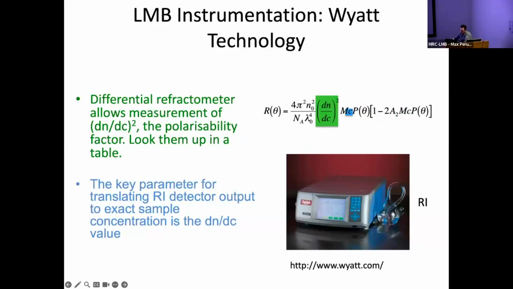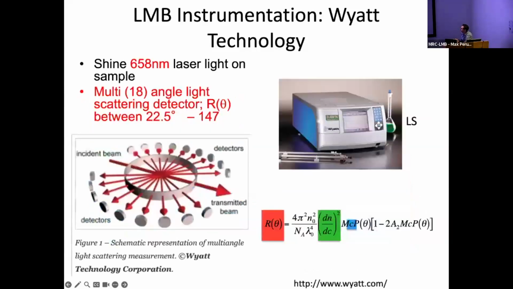And this is where the multi-angle light scattering comes in. This is the second machine, the light scattering machine called the DAWN HELEOS, and these are all made by Wyatt. This machine shines a 658 nanometer laser into the sample as it goes through, and we measure 18 angles. So the light goes here, the sample's here, and then the sample scatters, and we have all these detectors around where we can measure this R theta.